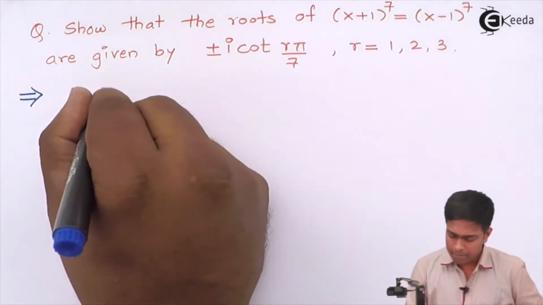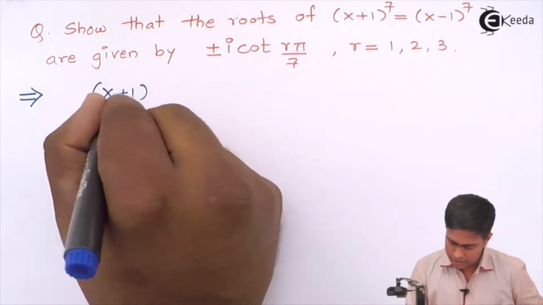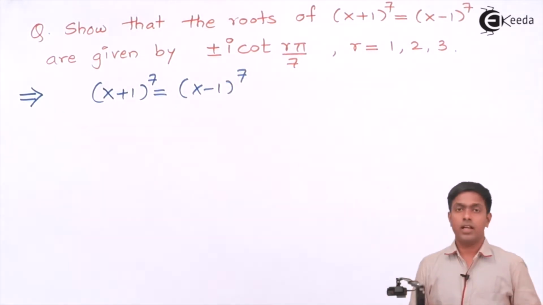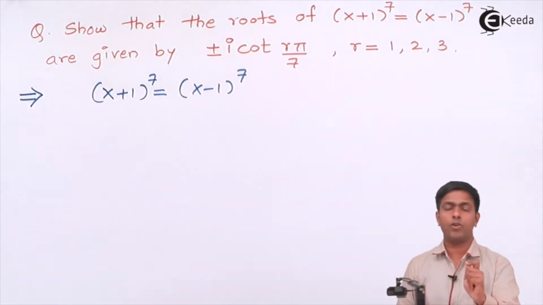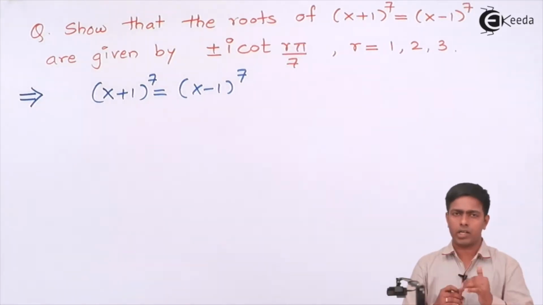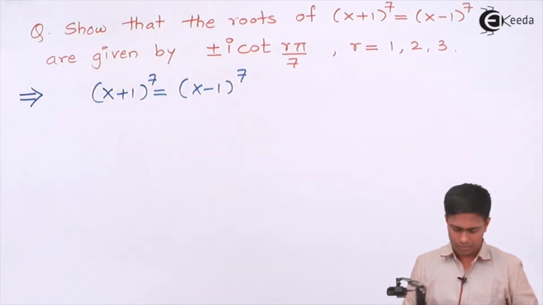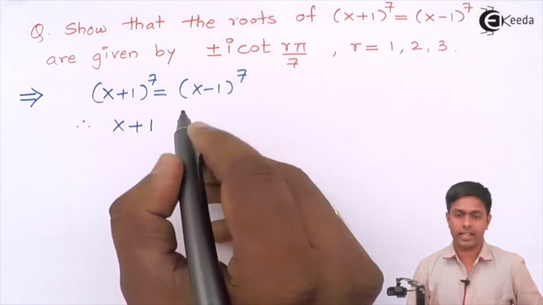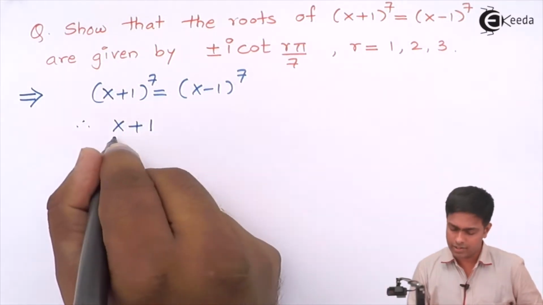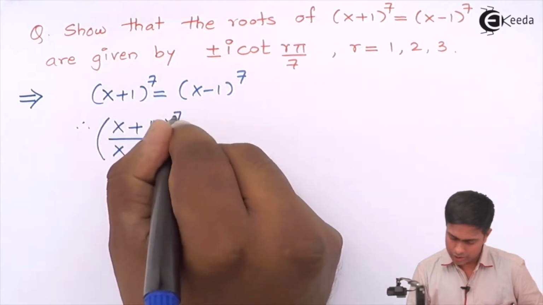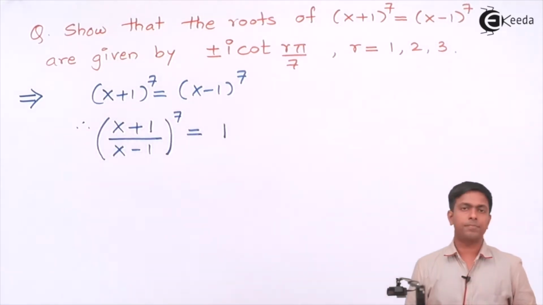So here (x plus 1) raised to 7 is (x minus 1) raised to 7. Now first thing is I have to get the value of x as a general polar form, or you might say polar form, then we'll convert it into a general polar form. For that, I'll take this (x minus 1) on the left hand side. So this will become (x plus 1 upon x minus 1) whole raised to 7 equal to 1.